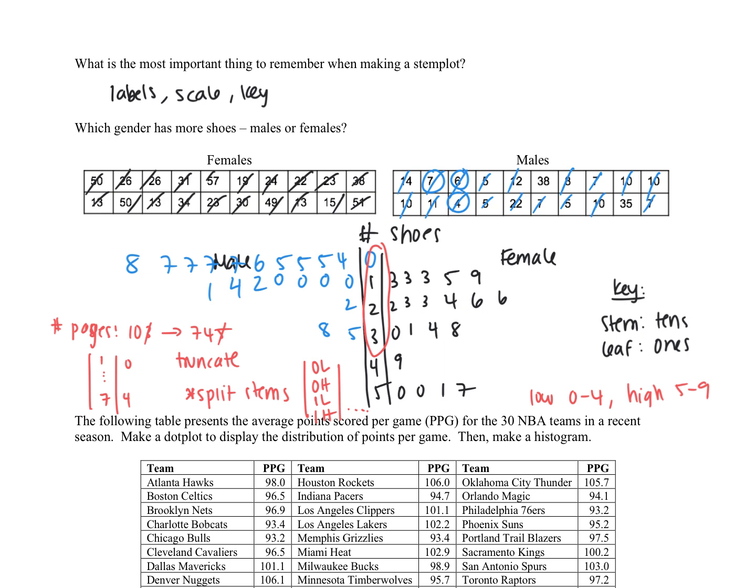Okay. You don't do that a whole heck of a lot. You split when your data is clustered. So kind of like how it is here for the males. Their data is all kind of clustered together. So that would be a good place where you would split stems. It helps you see the shape better.